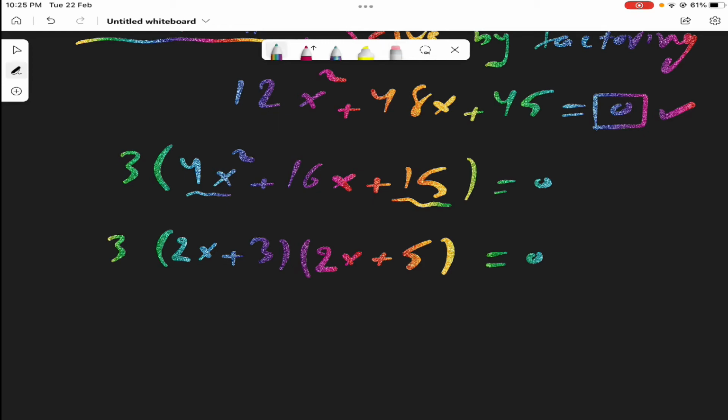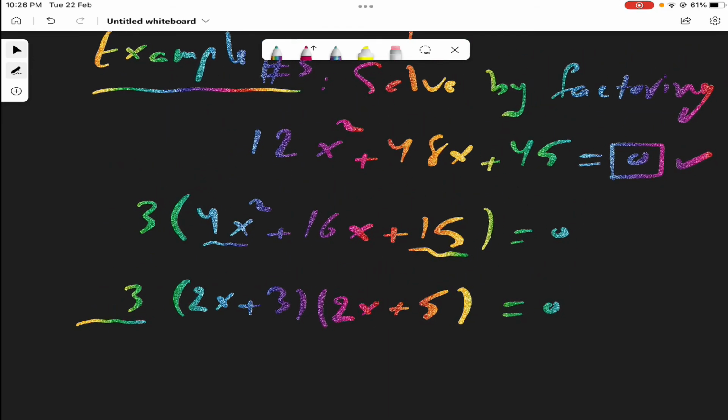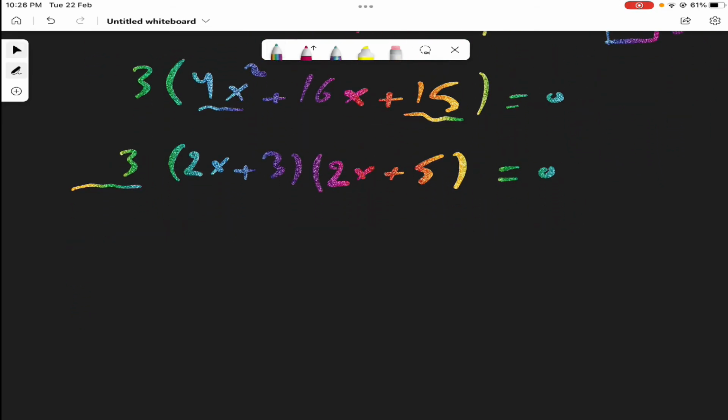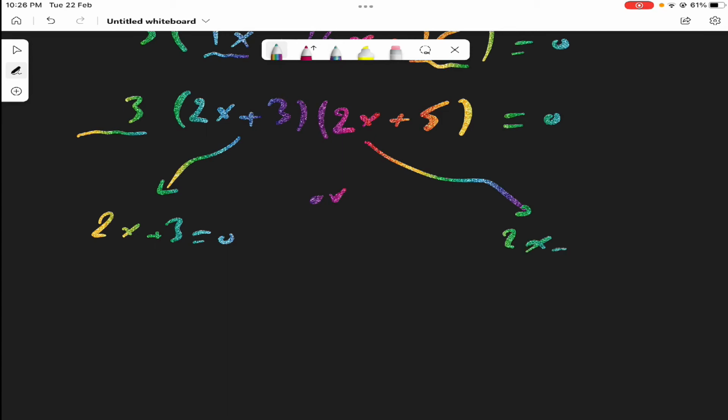Okay, how do we solve it? According to the zero product property, each bracket is solved alone. 3 is just a constant, we ignore it. Or somebody can divide by 3 from the beginning. You have the right to divide all the terms by 3 and get rid of the 3. Or just ignore it. 2x plus 3 is equal to 0, or 2x plus 5 is equal to 0.